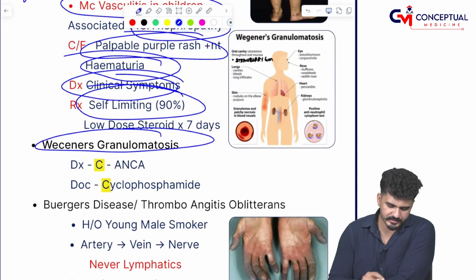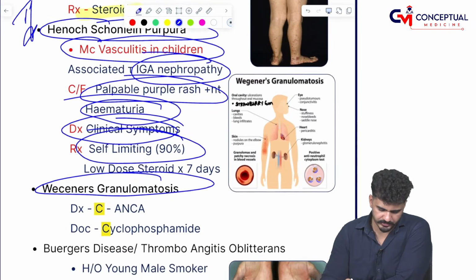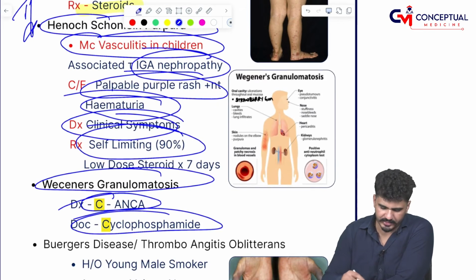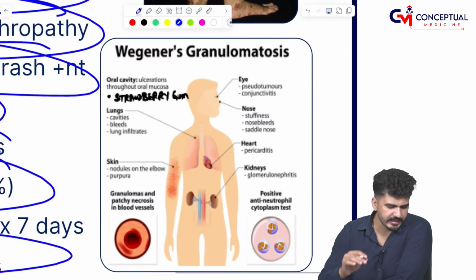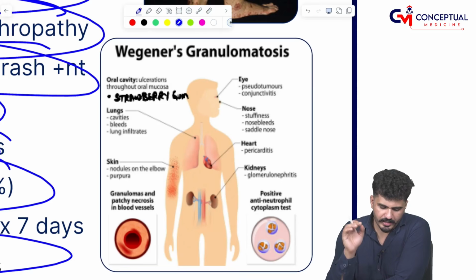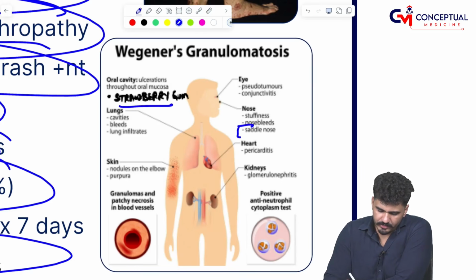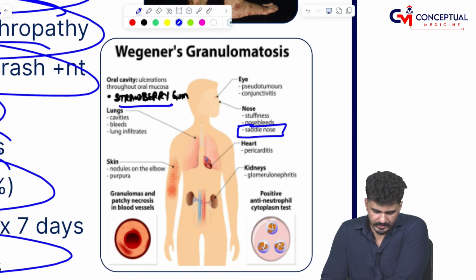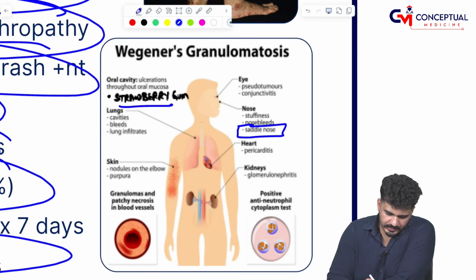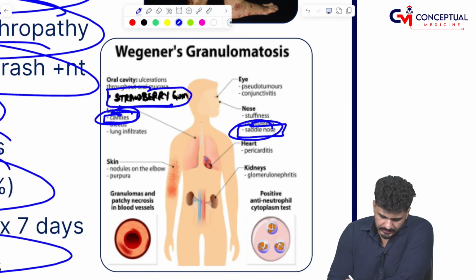Now coming to Wegener's granulomatosis. Wegener's granulomatosis, you are going to see C-ANCA, treatment is cyclophosphamide. Yes, IgA deposition is also seen. In the gums, strawberry gums are seen. In the nose you will see a saddle nose. Important feature, my dear friends. Okay? In the lungs you will see the cavities. Strawberry gums, cavities, saddle nose.